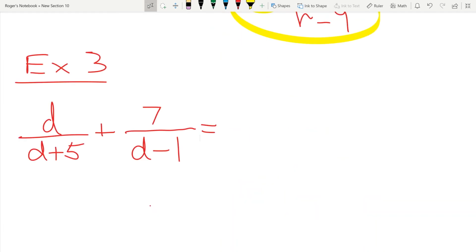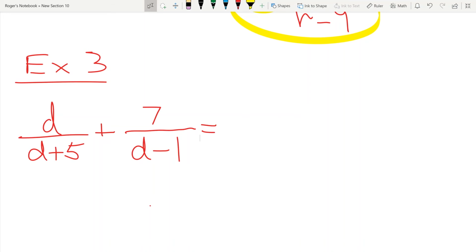Okay, example number 3, notice our denominators, d plus 5 and d minus 1. Well, when we had a denominator of 3 on the one fraction and a denominator of 4 on the other fraction, we multiplied them together. And we will do the same thing here. We will have d plus 5 times d minus 1. But remember, what you do to the denominator, you must do to the numerator. You can only multiply a fraction by the number 1, otherwise you've changed its value. So we're going to take d over d plus 5, and we're going to multiply by d minus 1 over d minus 1.